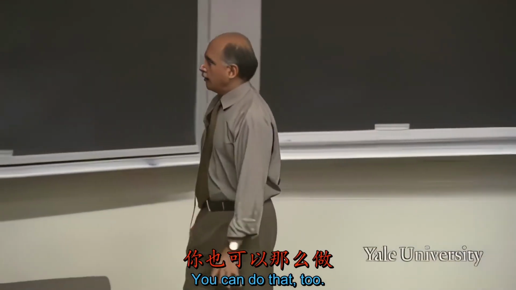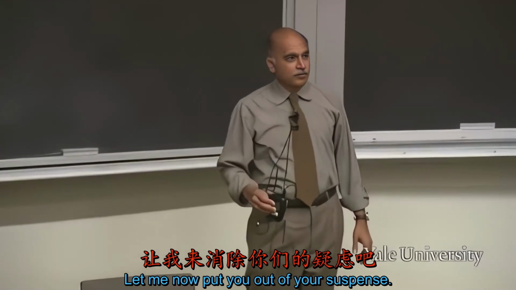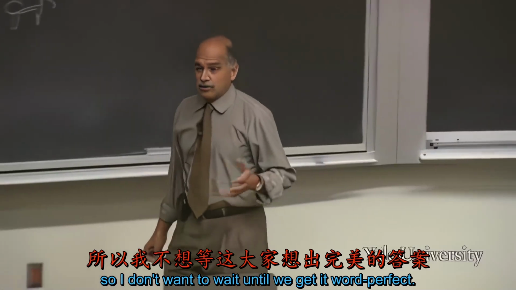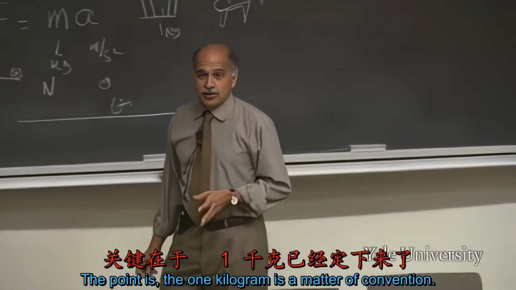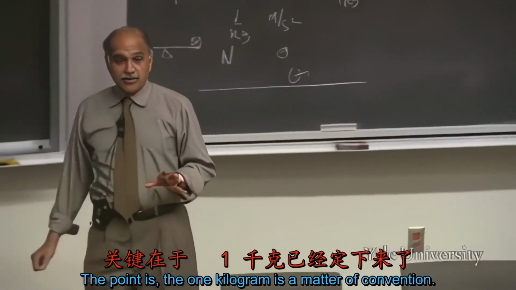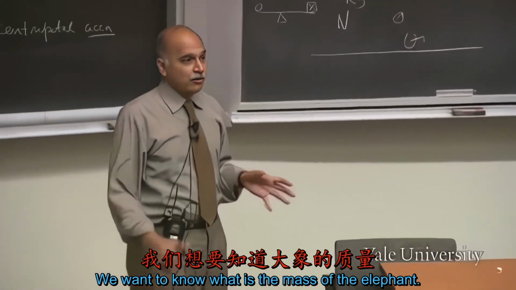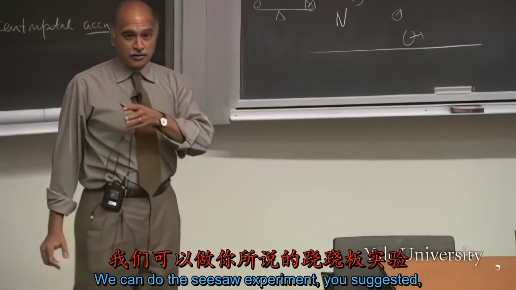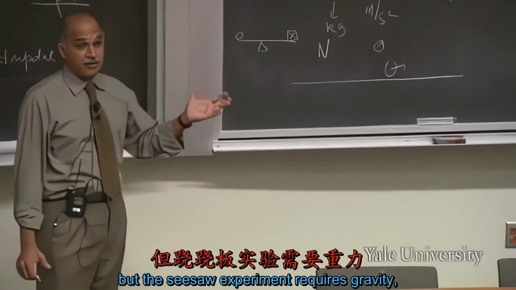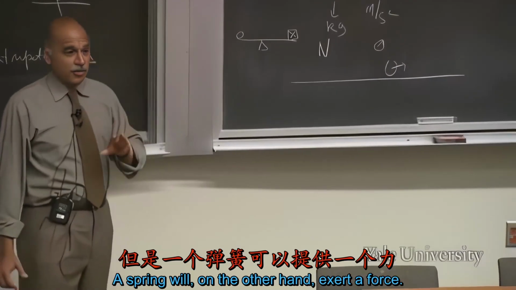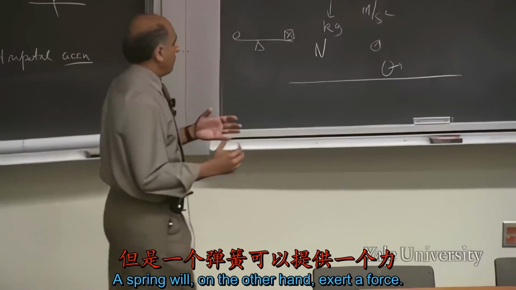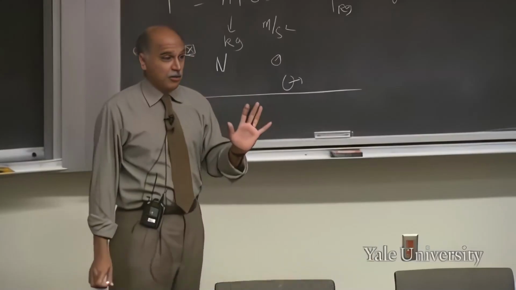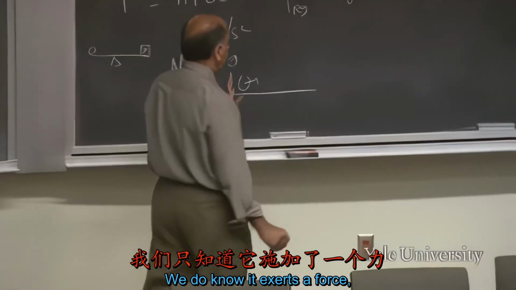You can do that too, but let me now put you out of your suspense. I think I've heard bits and pieces of the answer everywhere, so I don't want to wait till we get it word perfect. The point is, the 1 kilogram is a matter of convention. So we want to know what is the mass of the elephant. We can do the seesaw experiment you suggested, but the seesaw experiment requires gravity, so we don't want to do that. A spring, on the other hand, will exert a force. We don't know what the force of a spring is. If you assume that, you're not playing by the rule, because we don't know what force it exerts. But we do know it exerts a force.